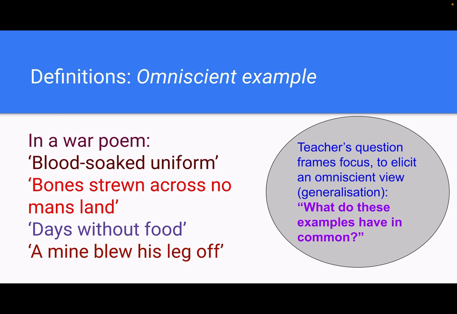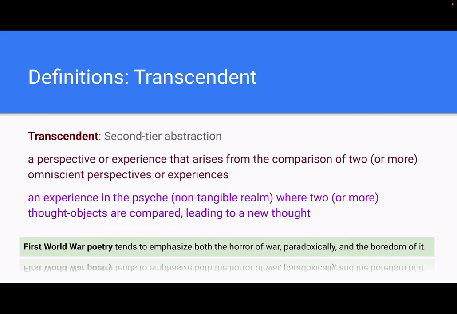I mean, they're all seriously negative experiences, producing horror, fear, pain. So something like the horror of war is something that often comes out when you look at First World War poetry, as an omniscient level view of lots of words. I mean, reading a word is an immanent experience. Leg off, blood. But as you read enough of them, a level of generalization becomes possible. And that level of thinking, that perception or awareness, is omniscient for Landry.